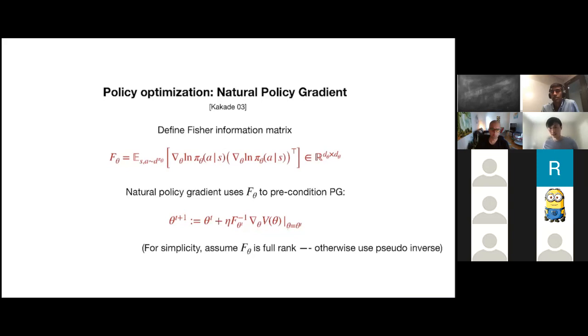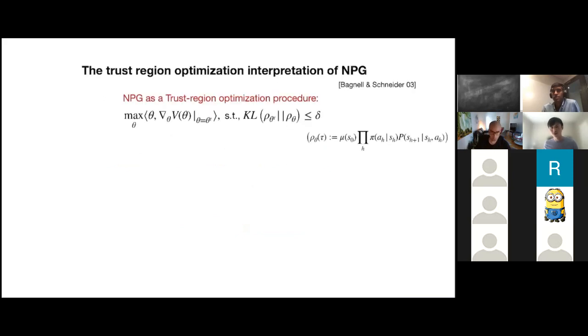And for simplicity, let's assume the Fisher information matrix is full rank, so we can do the inverse. Otherwise, we're just going to do a pseudo inverse. Okay, so I want to quickly mention the intuition behind this approach.